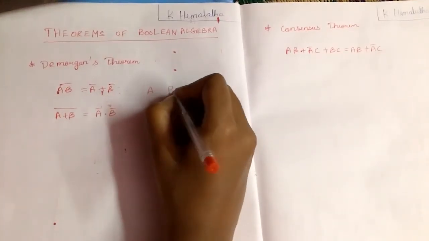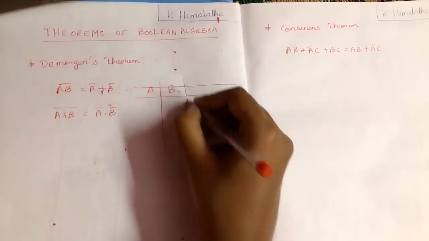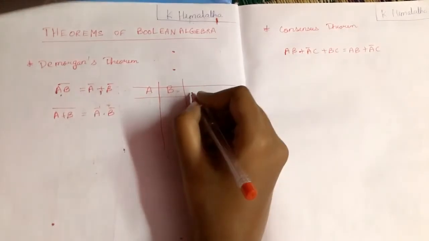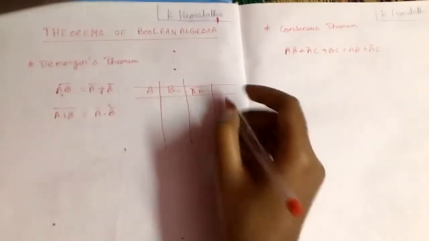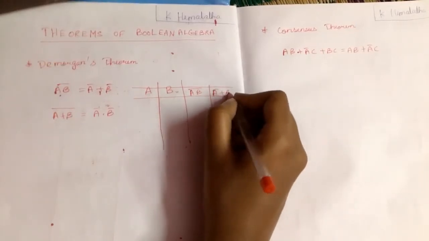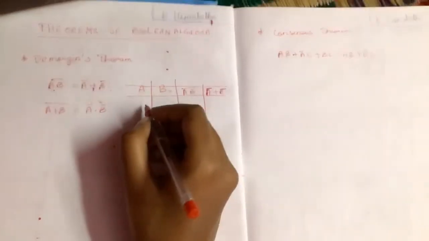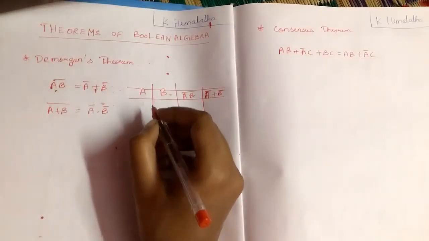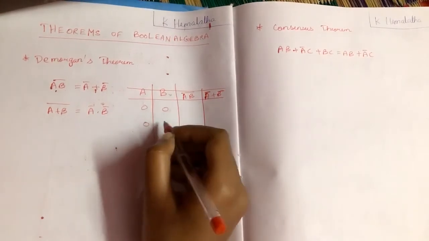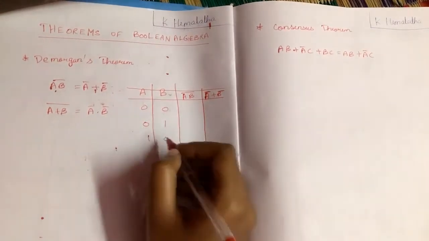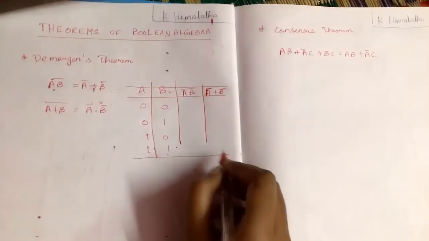A and B are the two inputs I am taking here. One condition is (AB) bar, so I am writing (AB) bar, and another condition is A bar plus B bar. Now I am taking the combinations. What are all the combinations we have? 0 0, 0 1, 1 0 and 1 1. These are the four combinations we have.